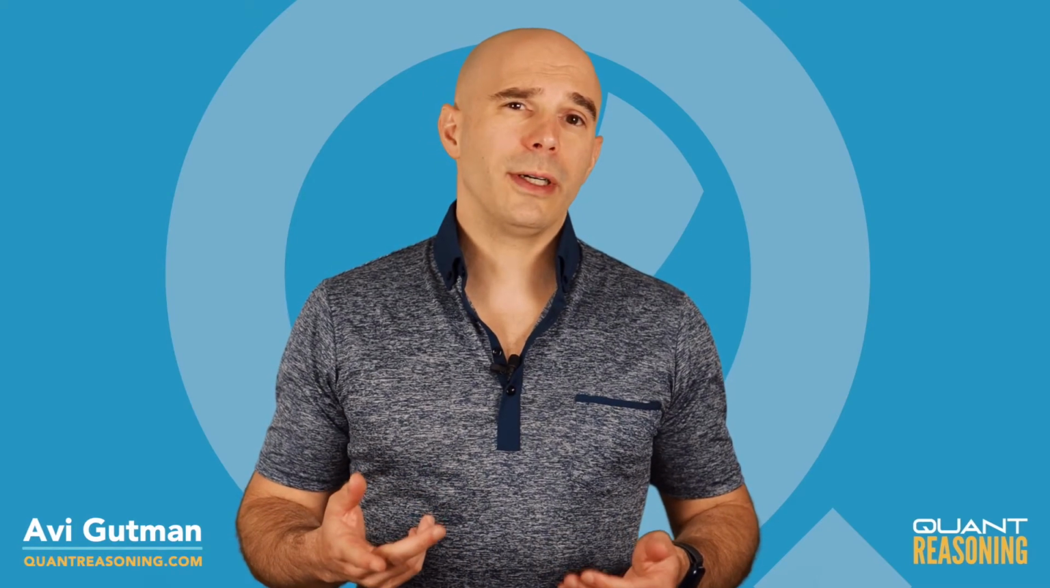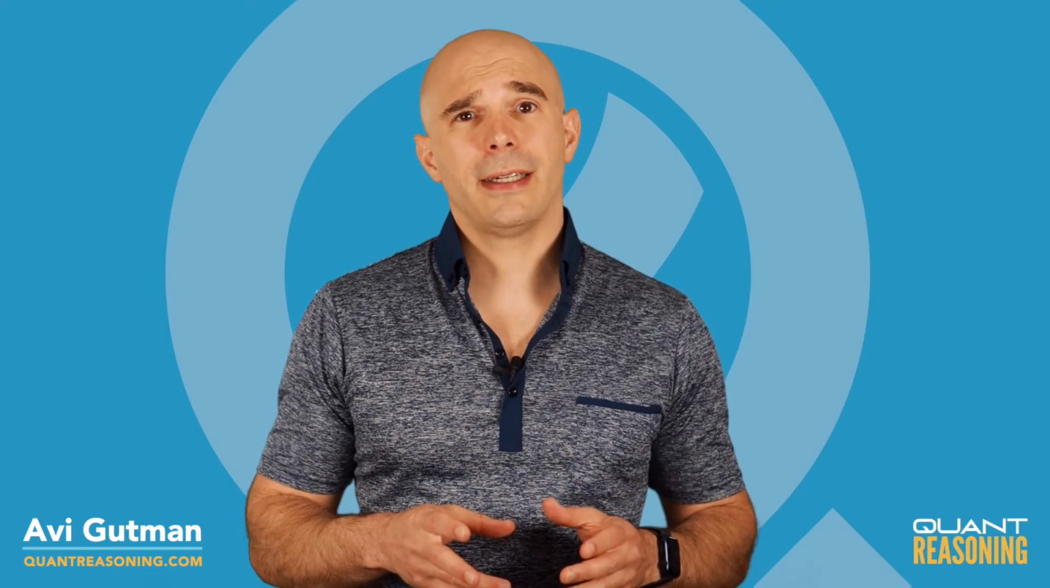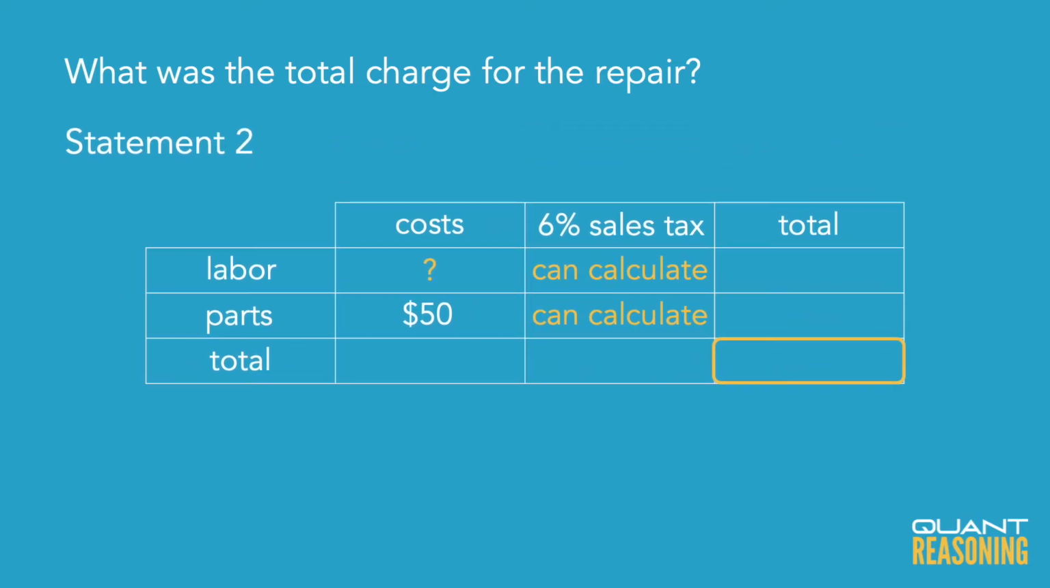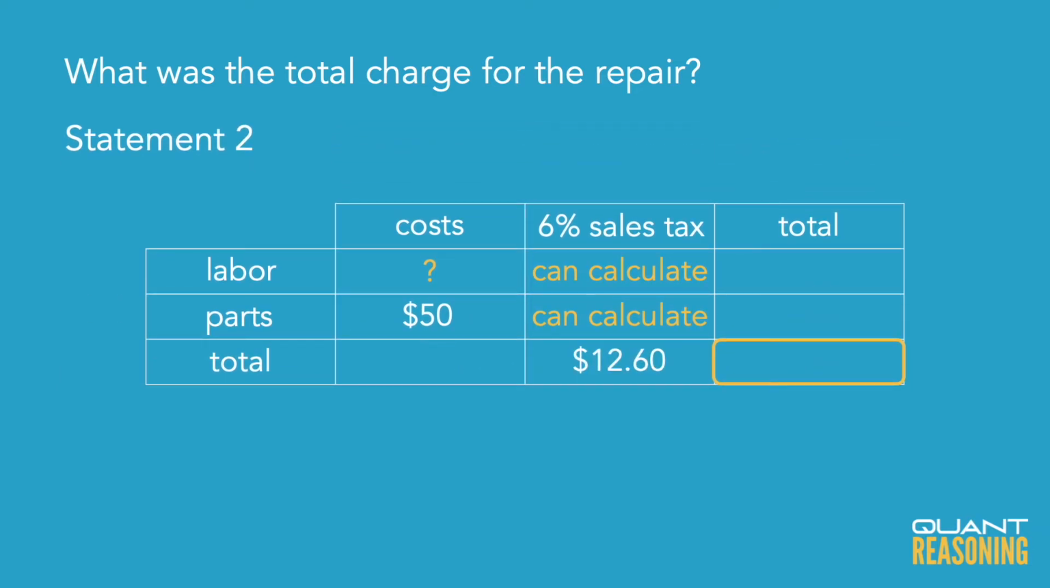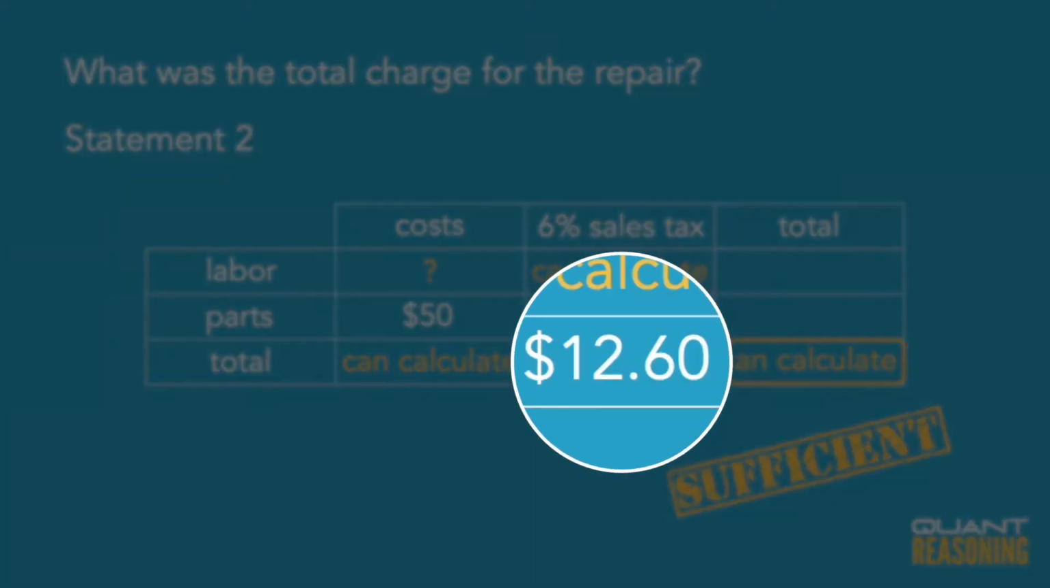So I think statement 2 is even more interesting than statement 1 because it gives me the total amount paid in sales tax. And so with statement 2, I don't even need the free info that they gave us about the cost of parts in order to answer the question. Like, I could just know the total amount of sales tax paid, and that would be enough on its own to find the total cost of the repair.